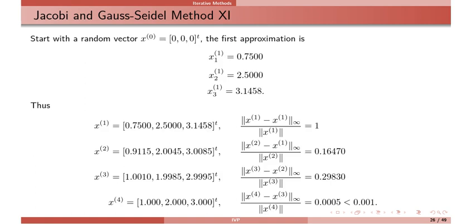Now start with a random vector. Let us start with 0, 0, 0. The transpose denotes that this is a column vector, so to save space I have written it in a row. This is the x1 value, x2 value, and x3 value, all are 0. So put 0, 0, 0 on the right-hand side.